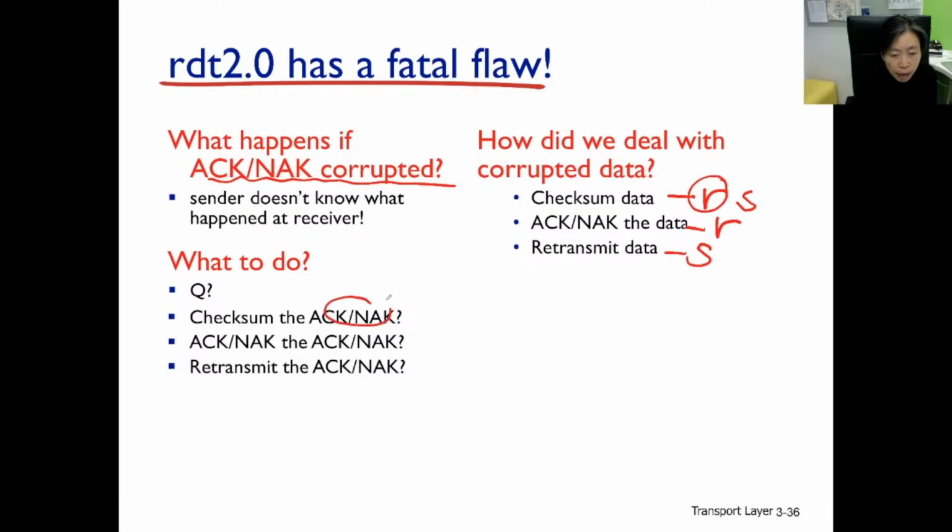So ACK, NACK corrupted. There's potential. So why don't we do checksum on the ACK, NACK? The receiver there adds a checksum for the ACK, NACK. The sender there checks if the checksum matches. And the sender, upon seeing a mismatch, sends a NACK for the ACK or NACK. If it's a match, it sends an ACK for the ACK or NACK. Therefore, the data receiver there can retransmit the ACK and NACK.